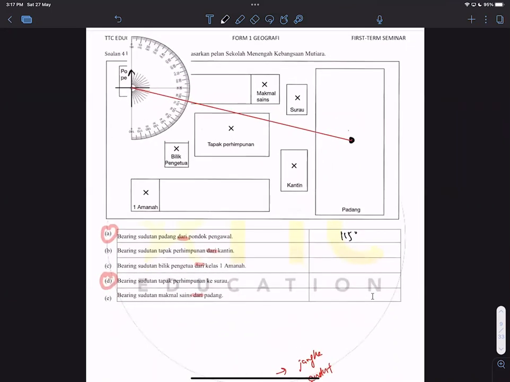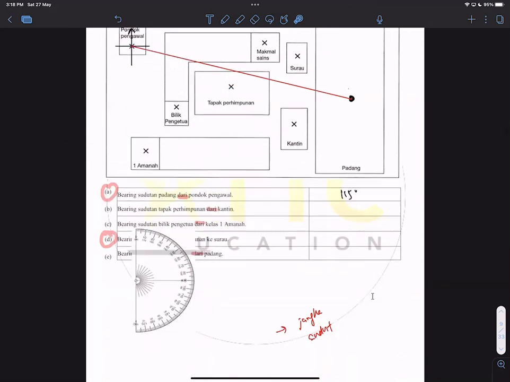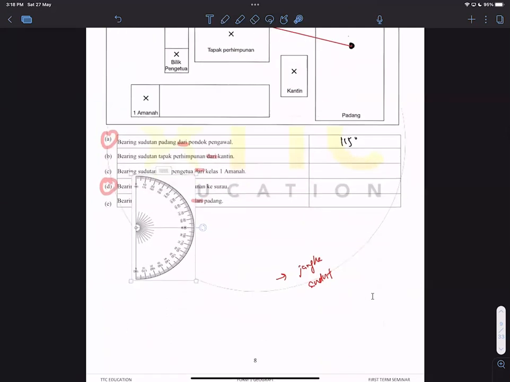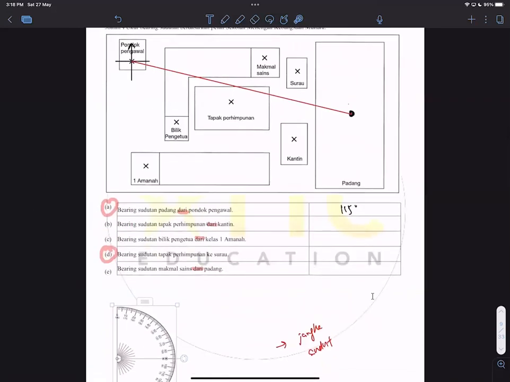So let's say B. Okay, bearing sudut tapak perhimpunan is here, dari kantin. So that's why we try to place the arah mata angin, the cross. Wait, okay, we have to put the cross. Let me copy into the canteen, right? So canteen is here. So put the cross here in canteen. Sorry, ignore this one.